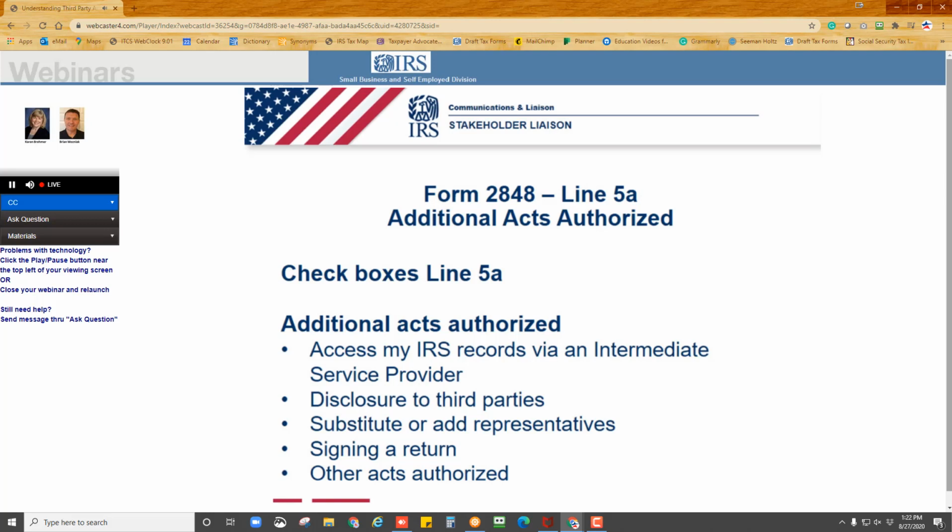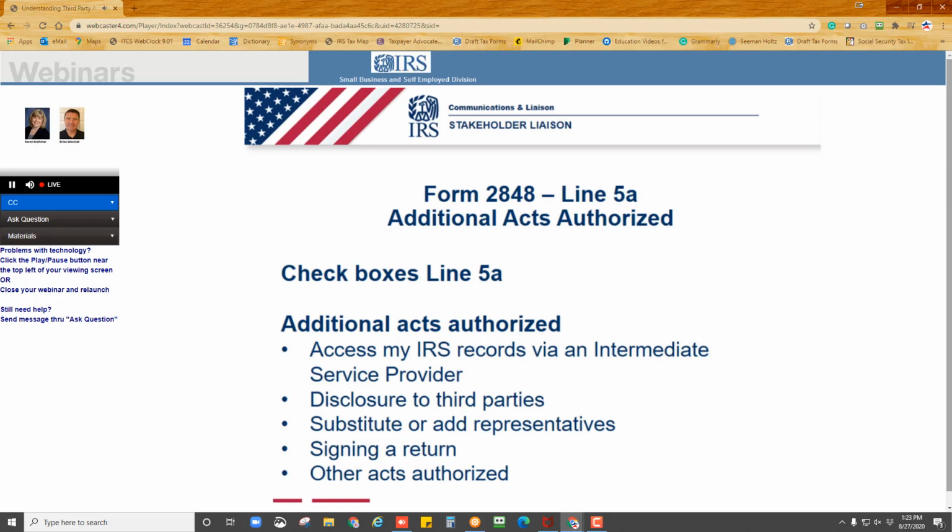Now, intermediate service providers, these are privately owned companies, and these companies offer subscriptions to their software that representatives can use to obtain transcripts and other tax information using that service through the intermediate service provider. Now, this would be a service in lieu of the representative obtaining the tax information directly from the IRS, generally using the e-services transcript delivery system. So that's the first checkbox.